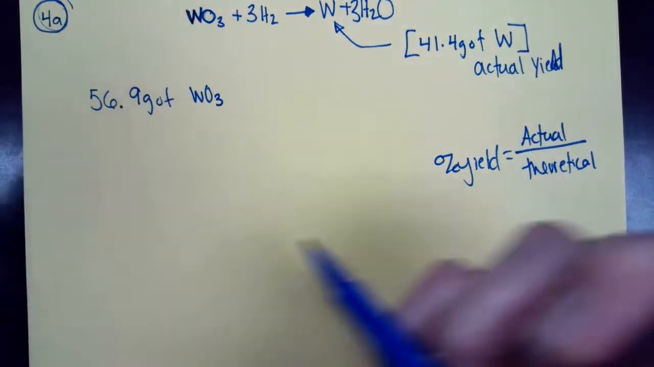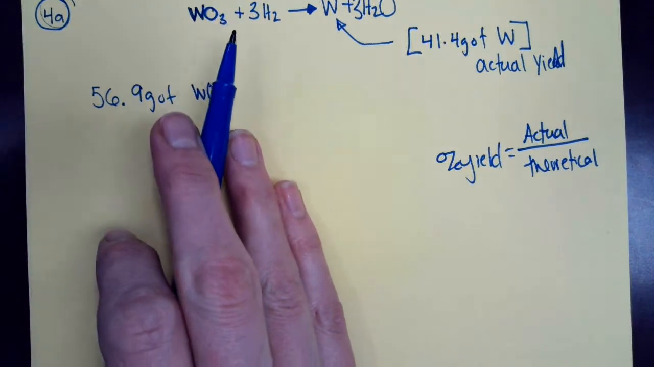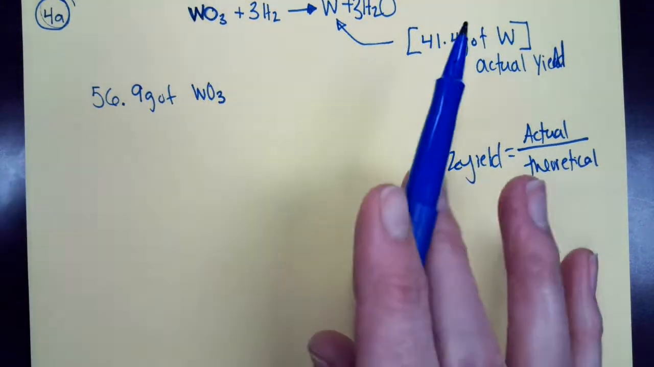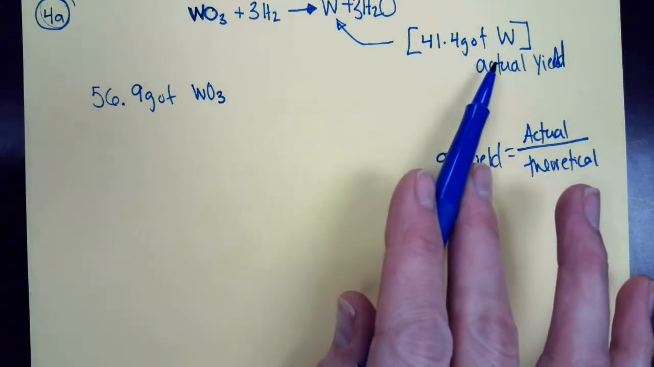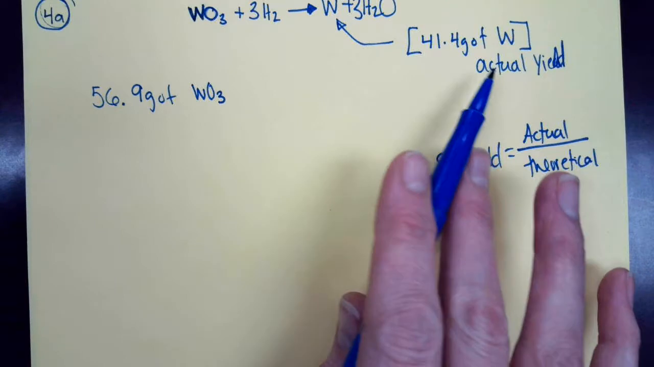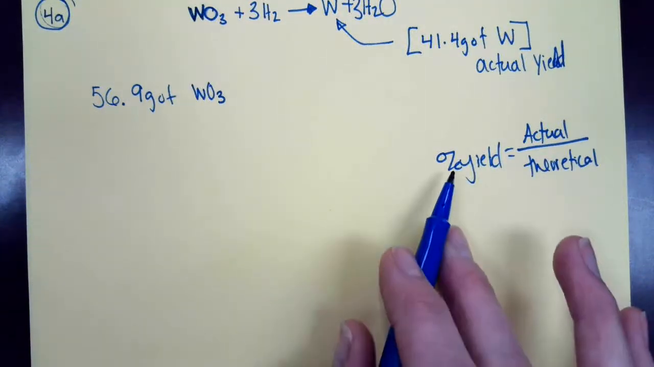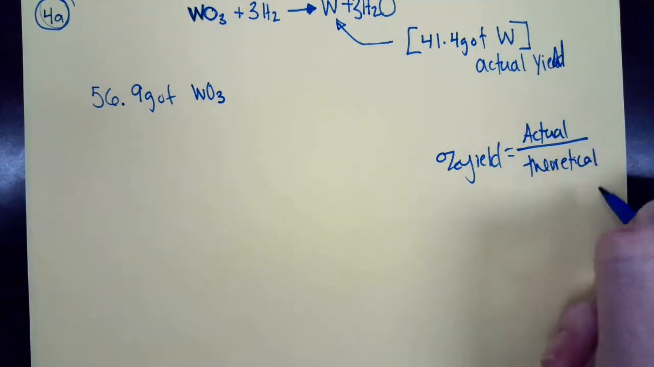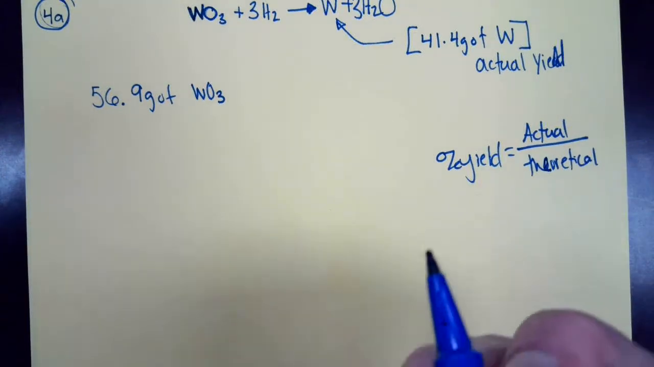Okay, so I'm going to do 4A on page 44. You are given tungsten oxide and hydrogen gas yields tungsten and H2O. But what they tell you is that you've got 41.4 grams of tungsten in your actual yield, so that's what comes out of this reaction. They want to know what the percent yield is, so you have to figure out what the theoretical yield is. And anytime you need to find the theoretical yield, you have to use stoichiometry to do it.